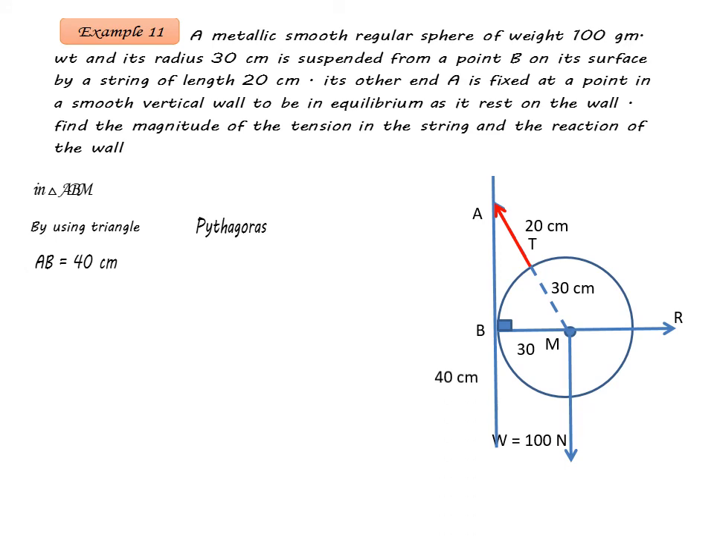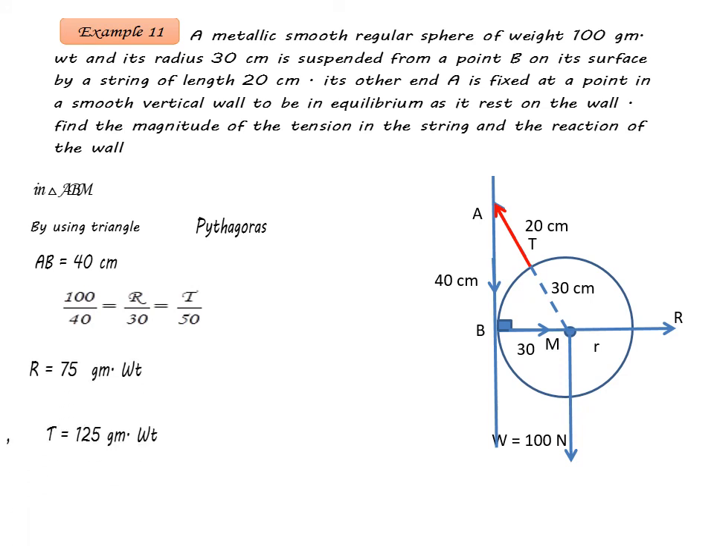Of course, we can apply the triangle of forces. The line of action of the tension is represented by the side MA, and the line of action of R is represented by BM. Finally, I can draw a parallel line for the weight, which will be AB. Finally, I can say that W, 100, over 40 equals R over 30 equals tension over 50. Cross multiplication, R will be 75 Newton or gram weight, and tension will be 125.